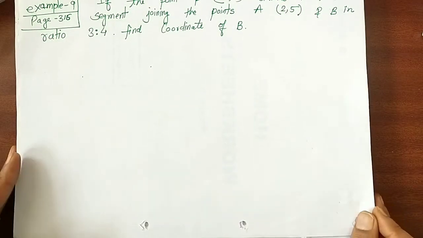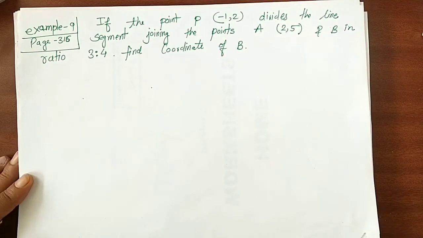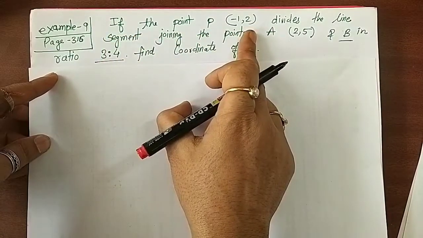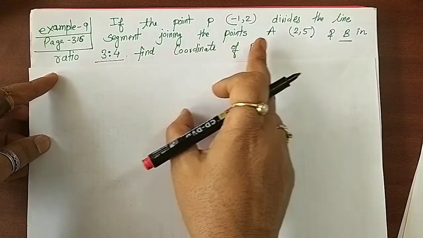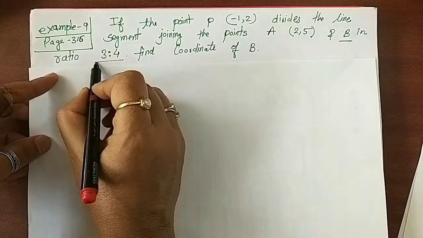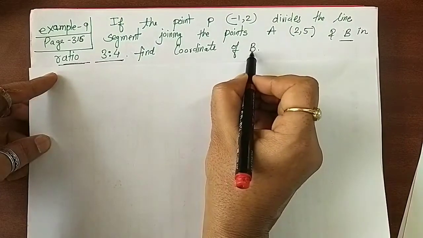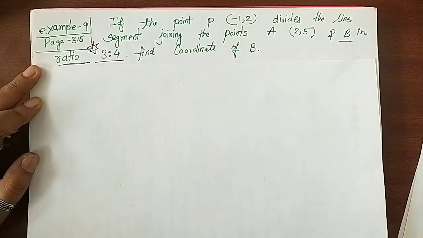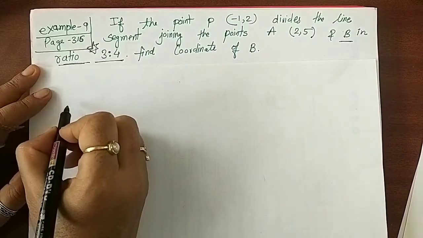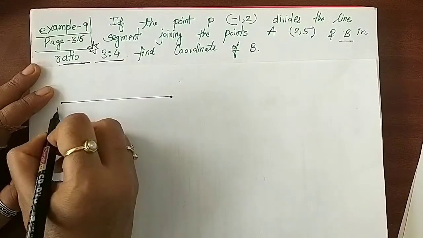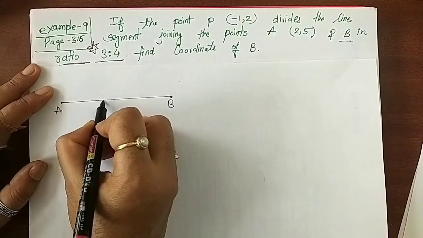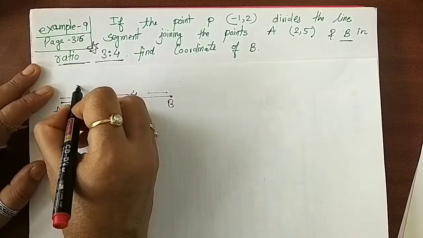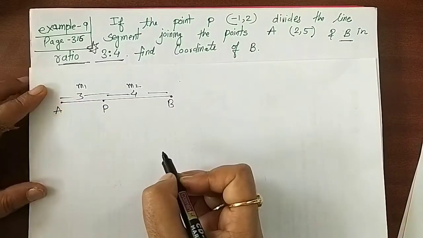Let's see. It says if the point P divides the line segment joining this and this in the given ratio, find the coordinates of B. This is a very interesting and important question. This type they can ask in the exam. So let me make a rough sketch. Line AB is given and point P is dividing it in the ratio 3:4. The ratio is provided here. They are not asking for the ratio.